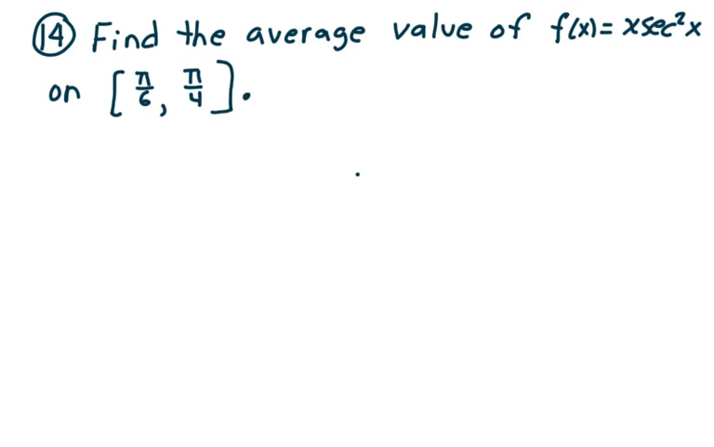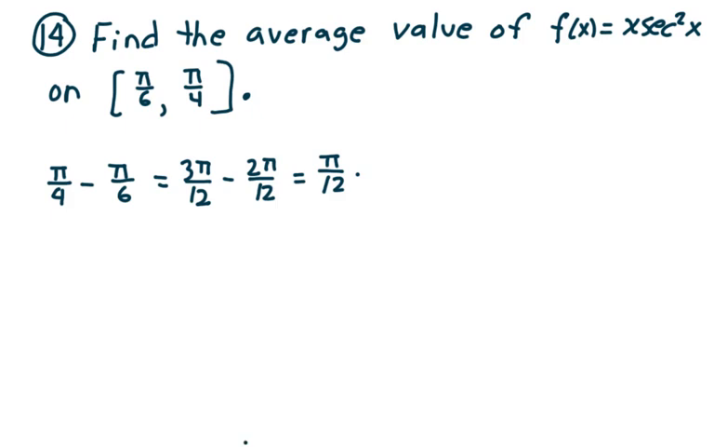So I like things that involve trig. Now, let's take a look. Pi over 4 minus pi over 6 is equal to 3 pi divided by 12 minus 2 pi divided by 12. And so that's equal to pi over 12, right? And so if I want the average value, which I'll call f sub av, this is 1 over pi over 12, and then I'm going to take the integral of.